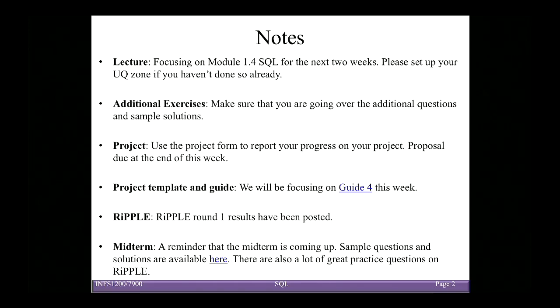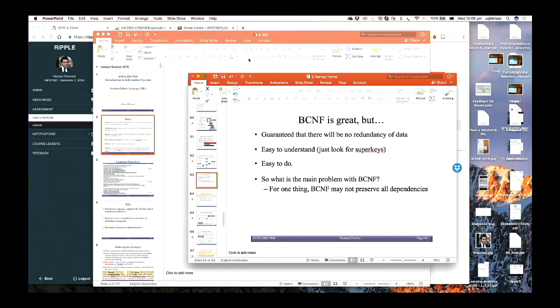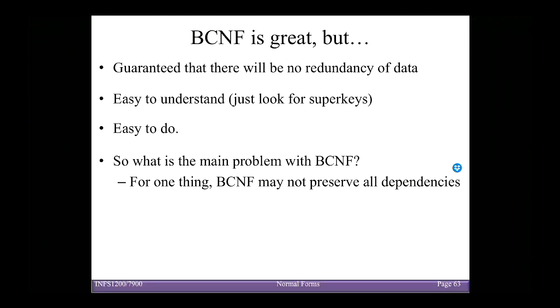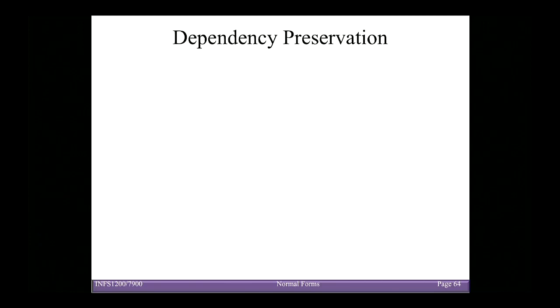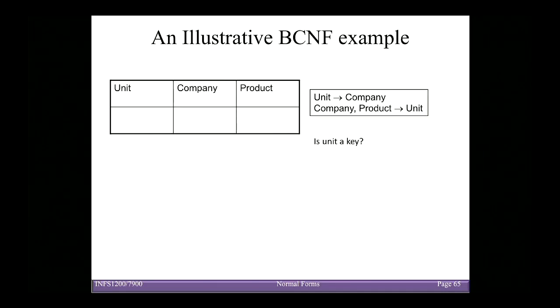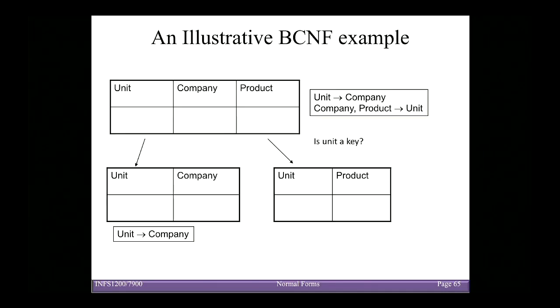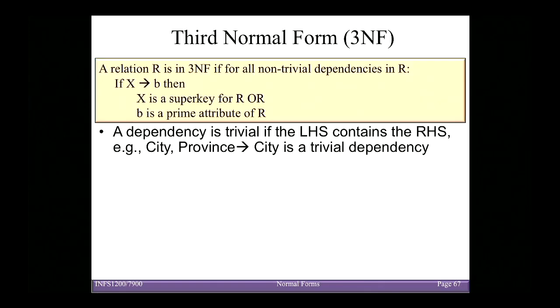All right, let's finish what we did where we left off, and then we'll move on to SQL. So we were talking about BCNF, Boyce-Codd normal form, and we said it's great, but then we said it doesn't preserve dependencies. We talked about what dependency preservation is, and went through an illustrative example of what that would look like.